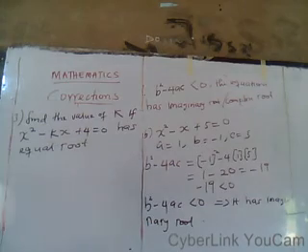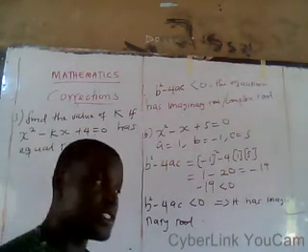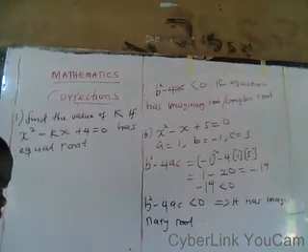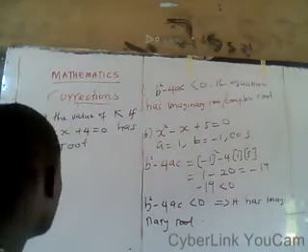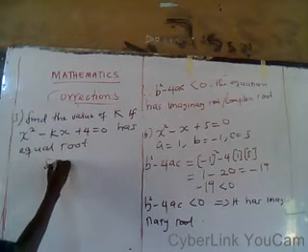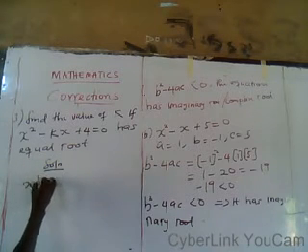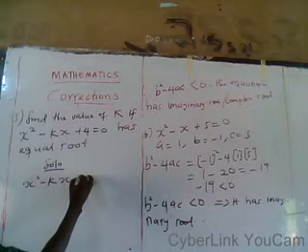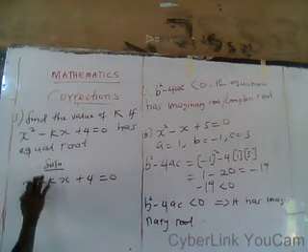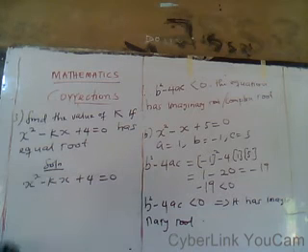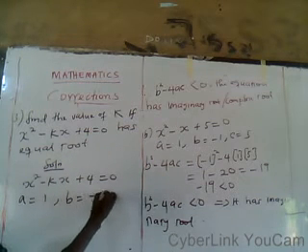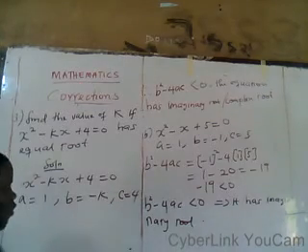Look at this question now. It has even been stated here that it has equal roots. Sometimes it might not be stated. So when you see the equation x squared minus kx plus 4 equals 0, as usual our a equals 1, our b equals minus k, and our c equals 4. Right?